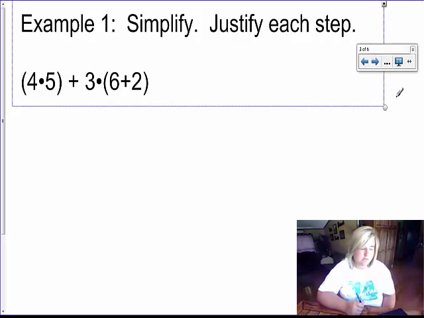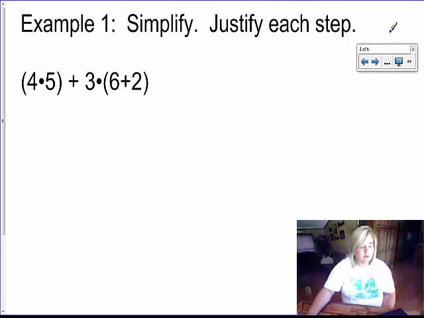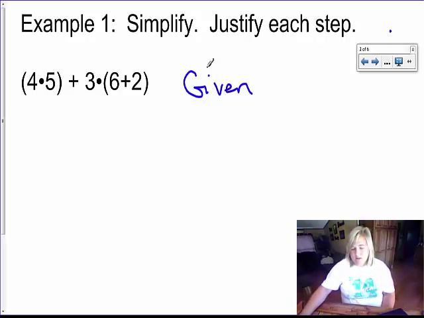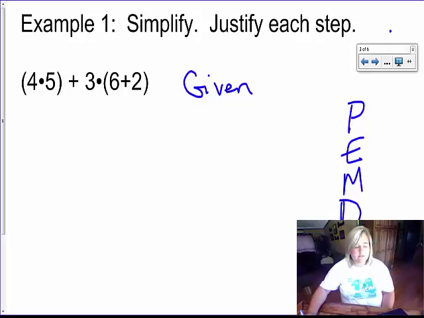So our first example, we have simplify and justify each step. So what we have here is what is given to us. Then we have 4 times 5, the quantity of 4 times 5, plus 3 times the quantity of 6 plus 2. Remember, we have to follow PEMDAS, which is parentheses, exponents, multiplication, division, addition, and subtraction.